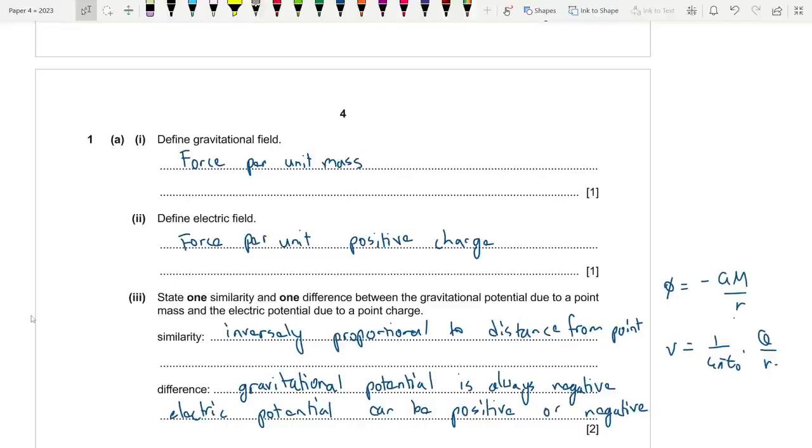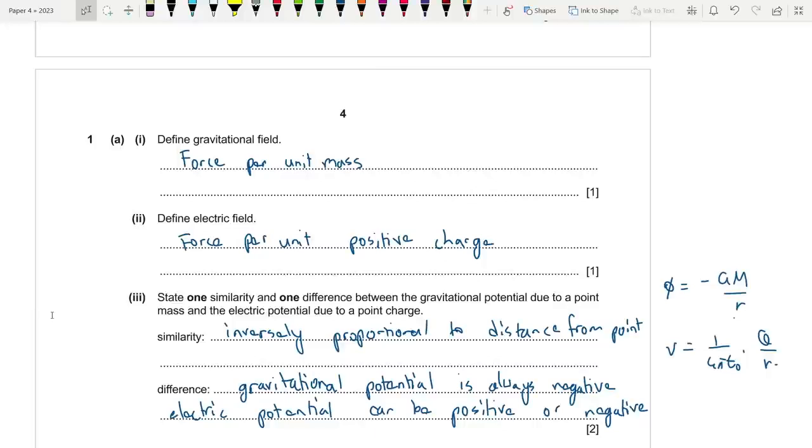So what is gravitational field? Before 2022, the definition of gravitational field was a region of space where mass experiences force. But starting from 2022, they have changed the definition according to the syllabus. Now, gravitational field is defined as force per unit mass. Similarly, electric field is defined as force per unit positive charge.